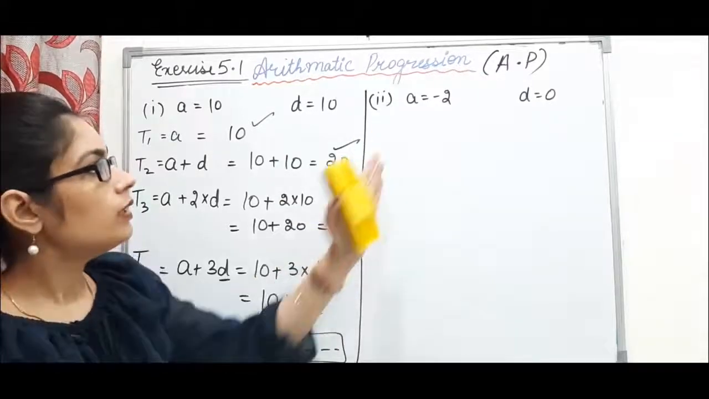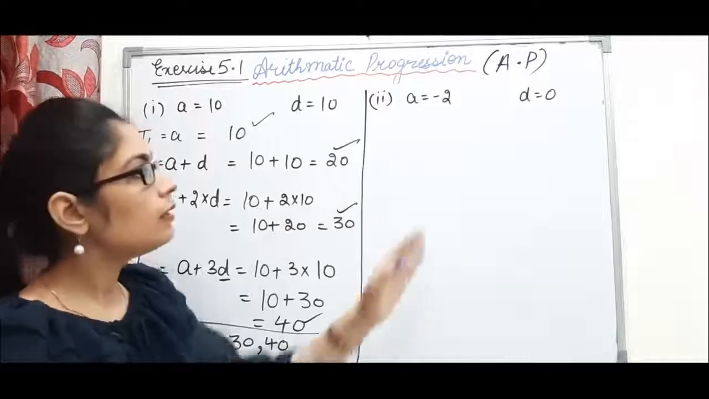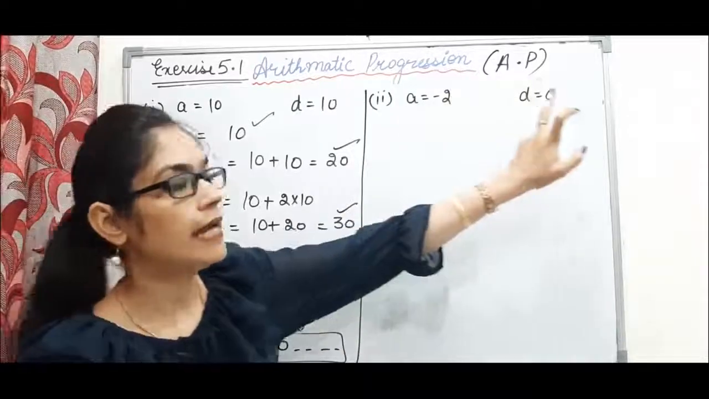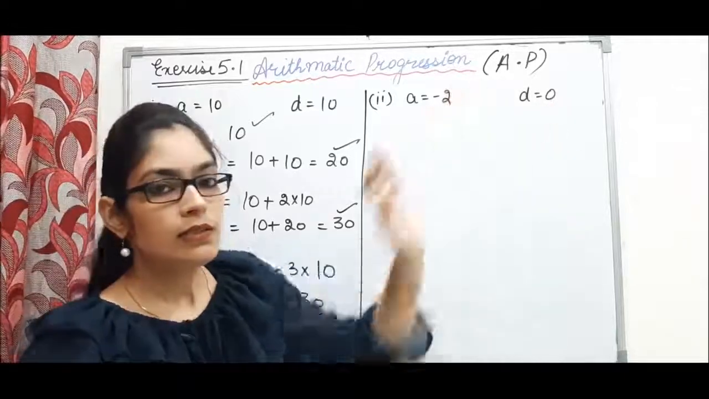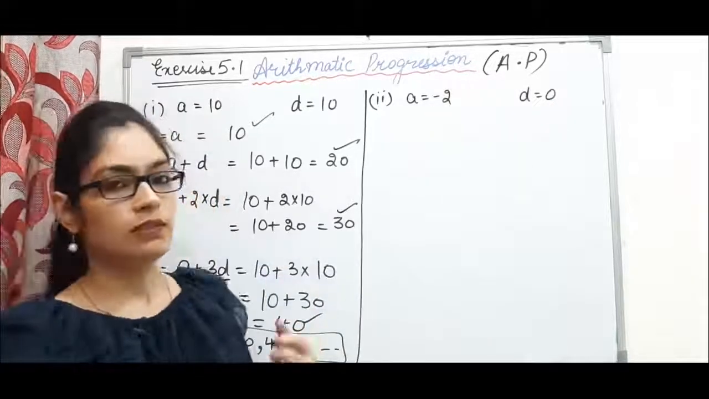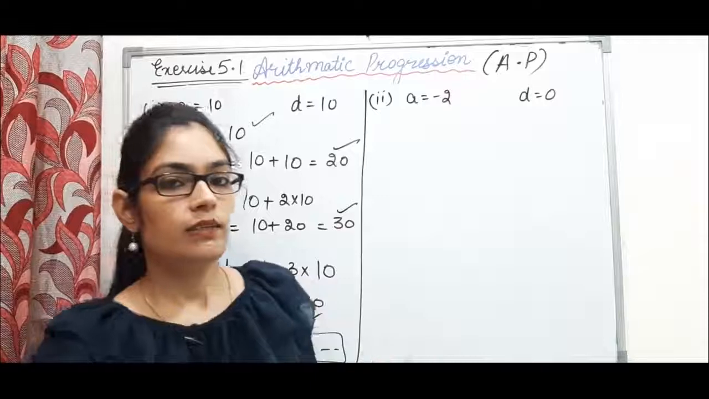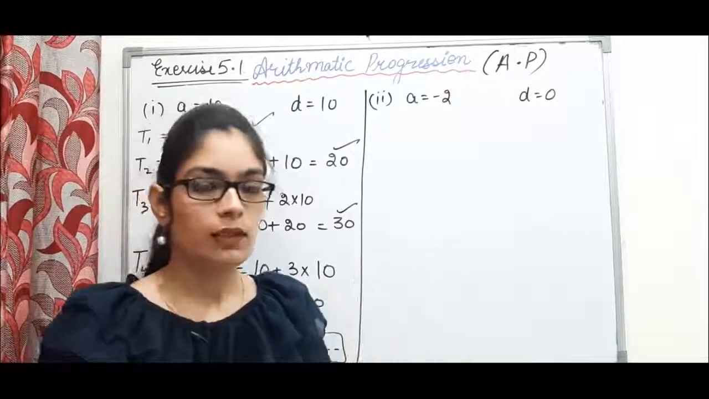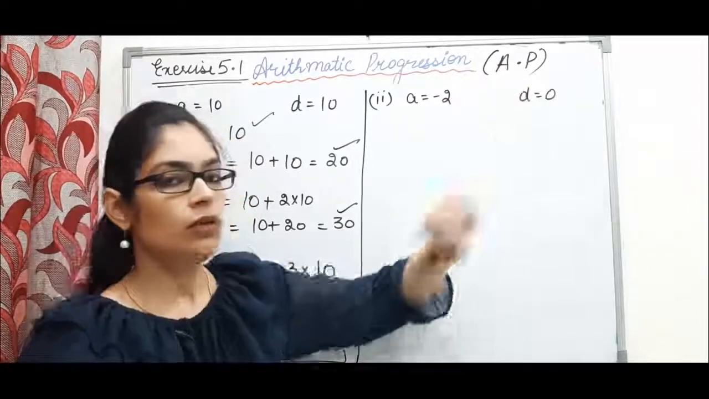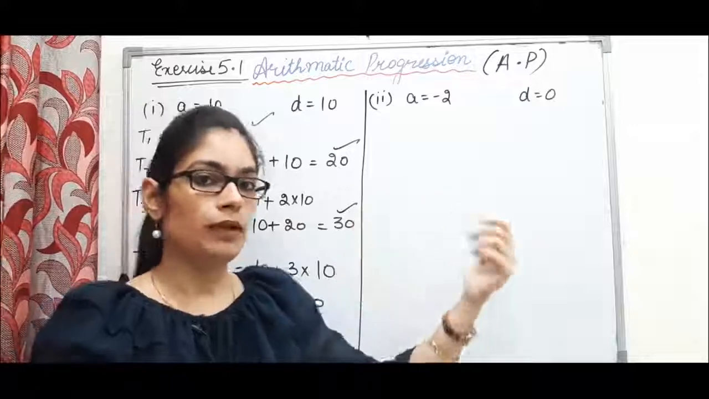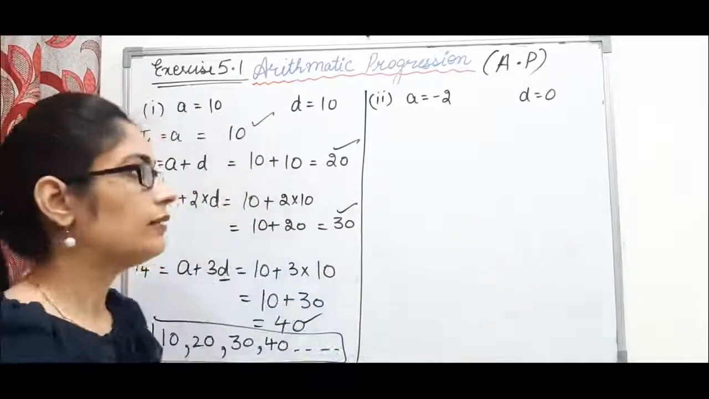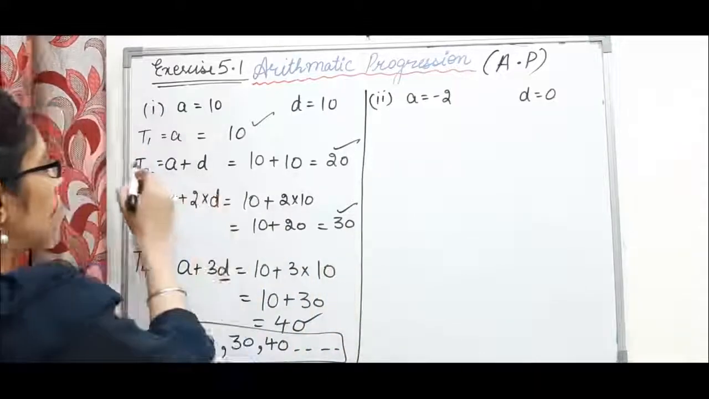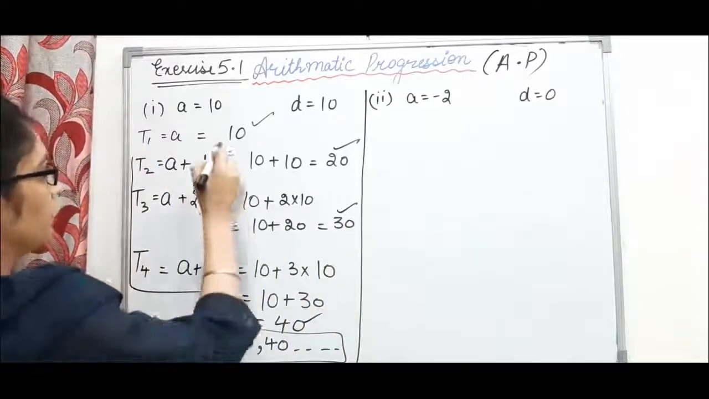Now, let us do the second part. I have already written the values of a and d. A is equal to minus 2 and d is equal to 0. It is very much clear. If there is no common difference, that means all the terms will be the same. Common difference 0. All the terms will be minus 2, because when we subtract the same number only then we get 0 as our answer. So, still we have to find it by using these formulas like I have told you.